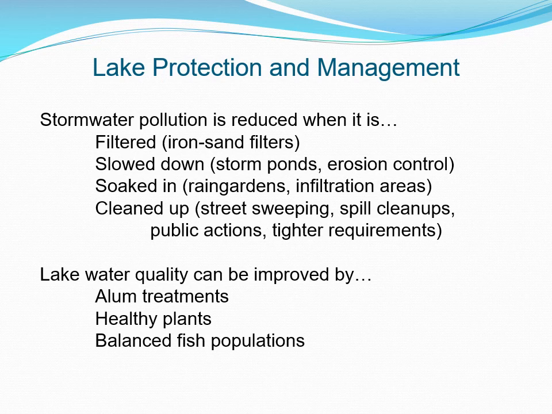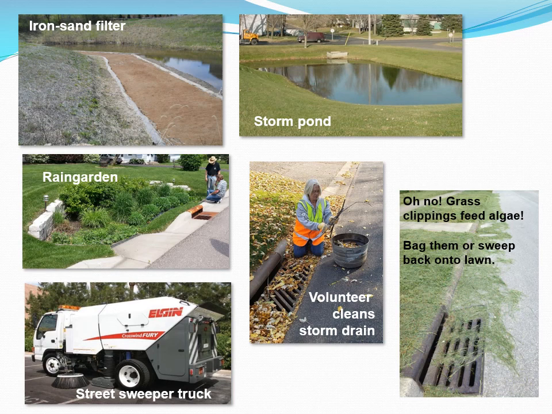Here's some pictures I just wanted to show you of an iron sand filter. This is one way that we can filter stormwater and actually draw the phosphorus out of it. It's like soaking stormwater slowly through a sandbar with iron filings mixed in, and that reduces phosphorus. We can slow it down in the storm pond. We can soak it in a rain garden, especially one like this that's connected to the street itself.